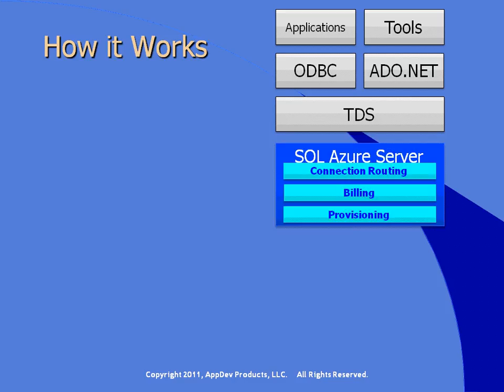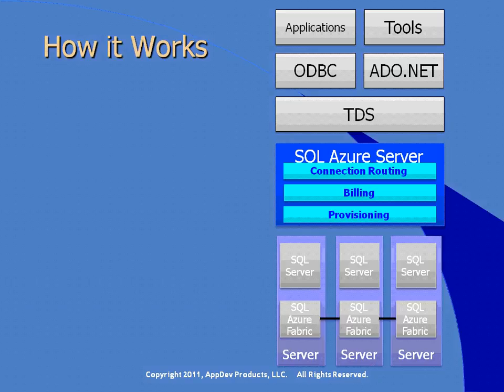In Azure, you then have the SQL Azure Server. This is the layer that provides the connection routing. So when you log in, where does it need to route your connection, to what database does it need to route the connection? And it also provides the billing and the provisioning. And behind all of that, you have the physical servers, which are running the SQL Server instances along with the SQL Azure Fabric. The SQL Azure Fabric is a distributed computing system composed of tightly integrated networks, servers, and storage. The SQL Azure Fabric enables automatic failover, load balancing, and automatic replication between physical servers.